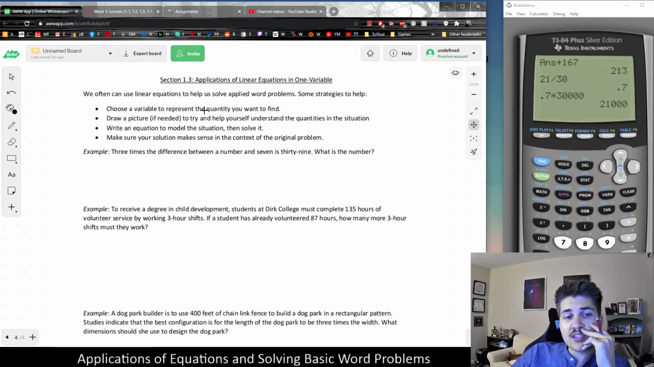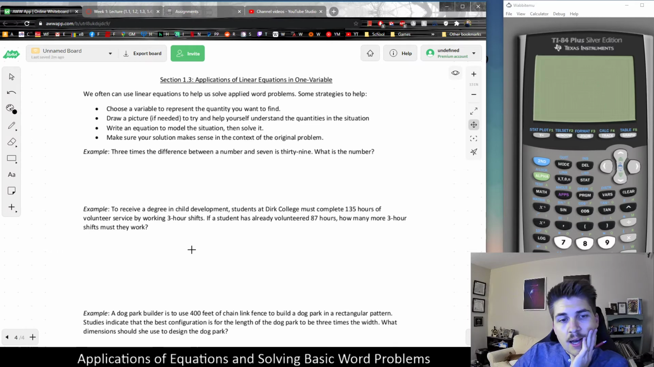So some of the strategies, just to review, it says choose a variable to represent the quantity you want to find. So typically, if you're trying to solve a problem, there's something it's asking for, and that's usually what you want to let be x. Or you can use a different letter, whatever letter you want to stand for it, but usually that's the point. I want to figure out a variable, and then I want to write an equation.